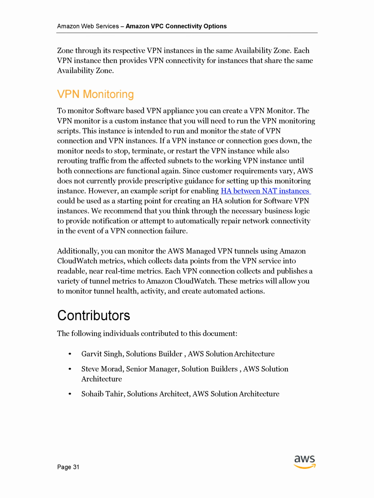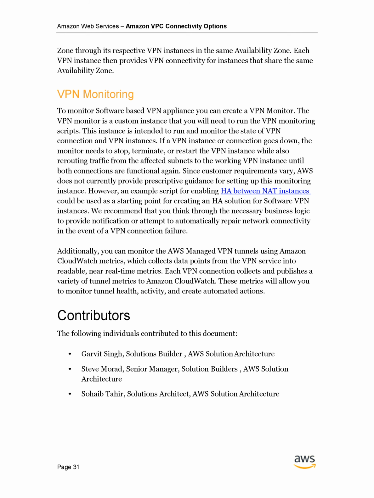Since customer requirements vary, AWS does not currently provide prescriptive guidance for setting up this monitoring instance. However, an example script for enabling HA between NAT instances could be used as a starting point for creating an HA solution for software VPN instances. We recommend that you think through the necessary business logic to provide notification or attempt to automatically repair network connectivity in the event of a VPN connection failure.